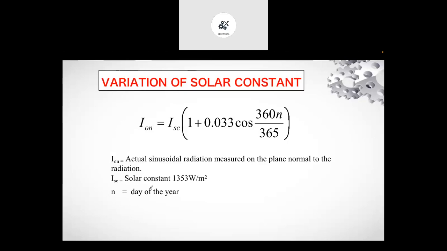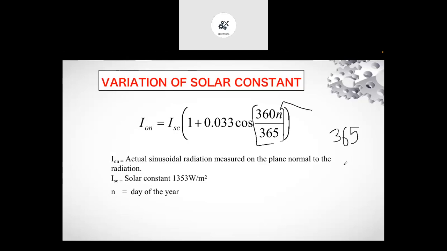Now we can calculate the solar constant, or the intensity of the solar radiation incident on the Earth's surface, by using this formula. The intensity of the solar radiation on that particular day is equal to the solar constant, the standard value of 1353 or 1365 watt per meter square, times 1 plus 0.033 cos of 360 n divided by 365. Here n is the day of the year.